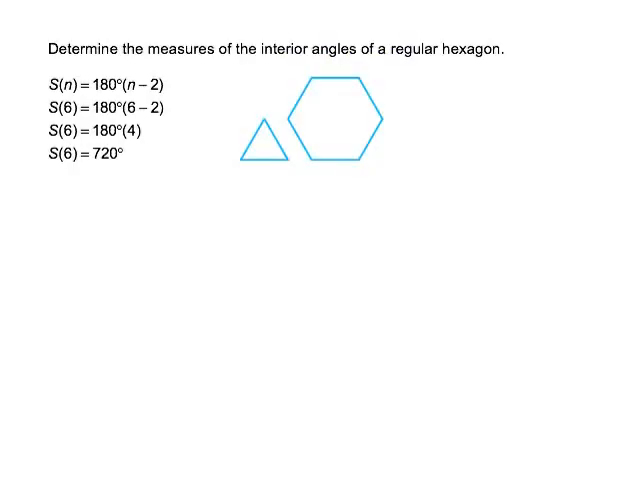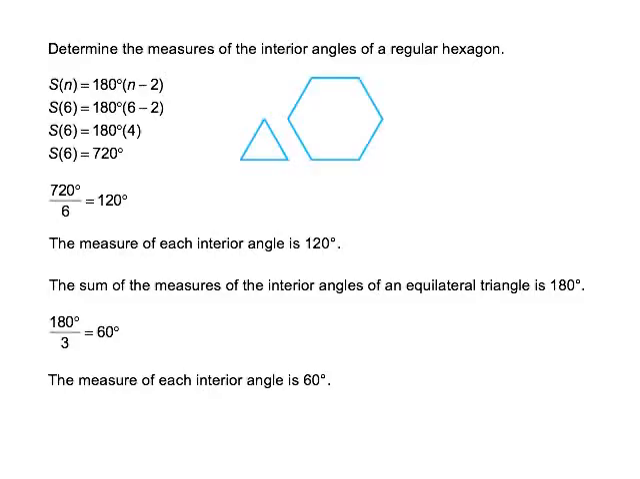I needed to find out if I could create a tiling pattern using regular hexagons and equilateral triangles that have the same side length. I started by determining the sum of the measures of the interior angles of a regular hexagon. It is 720 degrees. Then I divided by 6 to determine the measure of each interior angle in a regular hexagon. The measure of each angle is 120 degrees. The measure of each interior angle of an equilateral triangle is 60 degrees.